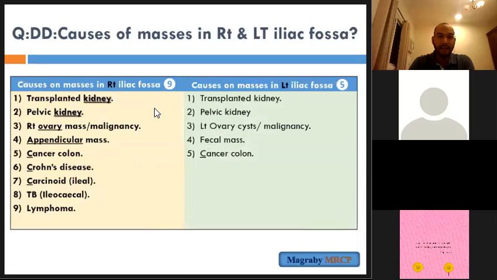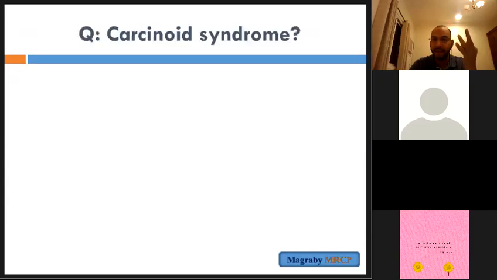So this is the main differential diagnosis in the right iliac fossa: transplanted kidney, pelvic kidney, ovarian mass, appendicular mass, cancer colon or Crohn's, or carcinoid, TB, lymphoma. Okay, so on the left side, the same: transplanted kidney, pelvic kidney, ovarian mass, or cancer colon, or fecal induction.